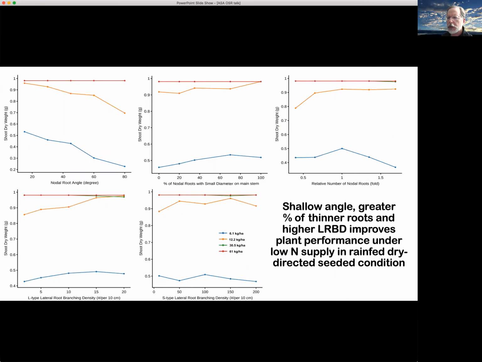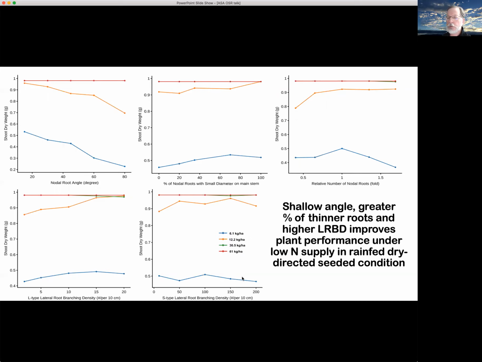Now, perhaps the simplest application of a model like this is to vary one phene, one trait, to see how it affects performance, and that's what we show here. For example, nodal root growth angle, or the percent of nodal roots with small diameters on the main stem, or lateral root branching density, et cetera, in 4 nitrogen regimes, and how they affect simulated shoot dry weight. And OpenSimRoot tells us there are some phenes, such as nodal root growth angle, that have a large effect on performance under low nitrogen. Others have a smaller effect.